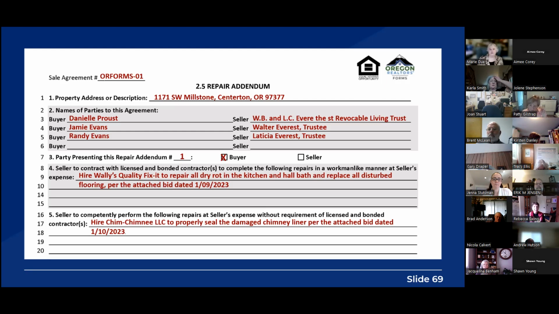An example of where the seller may be able to do something and not actually have to hire a contractor is, let's say there's a tree branch on the roof and they want to just cut that branch off. It's something fairly simple that the seller could do, but they need to spell it out so that the buyer knows that the seller is going to do it and not hire a professional. When in doubt, hire the professional, making sure that things are done.